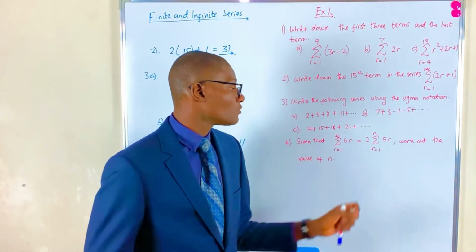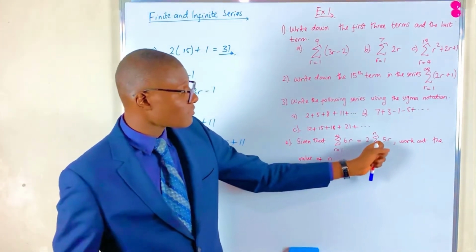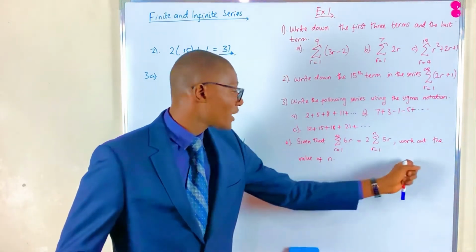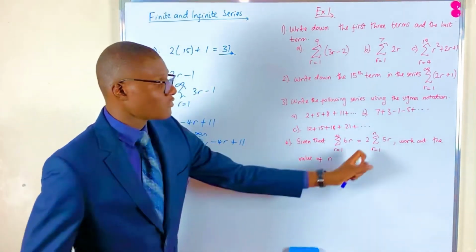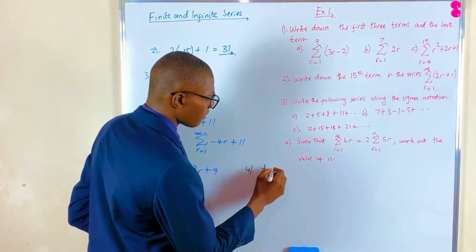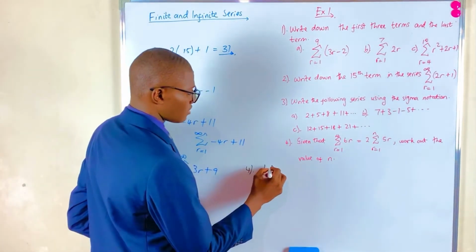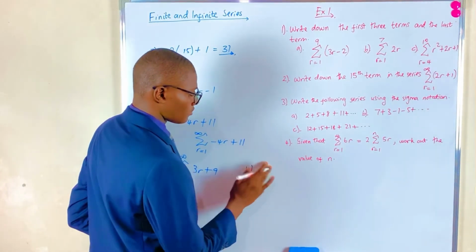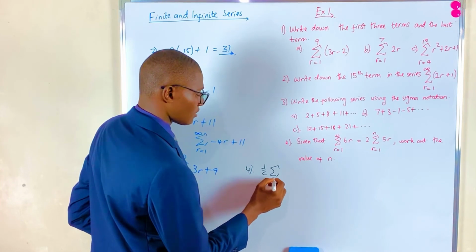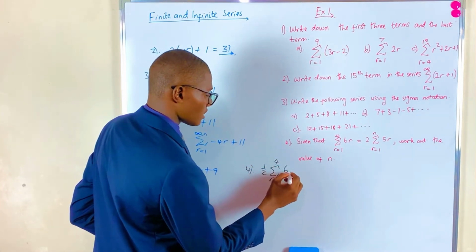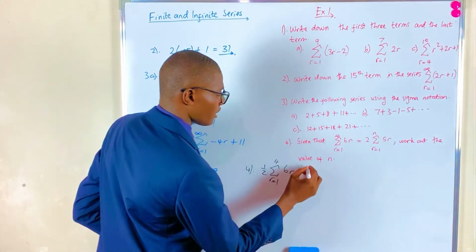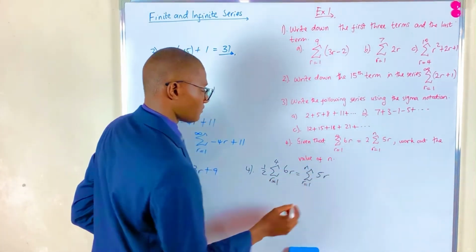And now moving on to number 4, we're told that given that the summation of 6r from r is equal to 1 up to 4 is equal to 2 times the summation of 5r from r is equal to 1 up to n, the question says work out the value of n. So now if you take this 2 to the left hand side, we have 1/2 times the summation from r is equal to 1 up to 4 of 6r is equal to the summation from r is equal to 1 up to n of 5r.